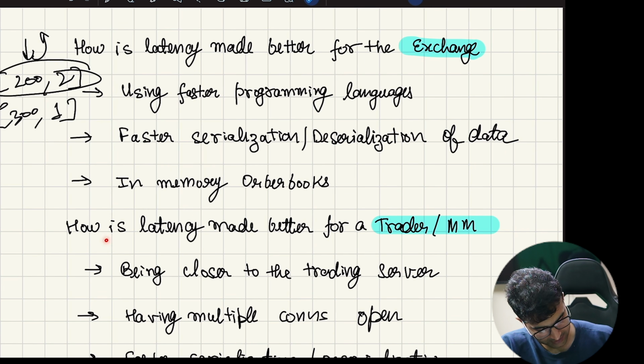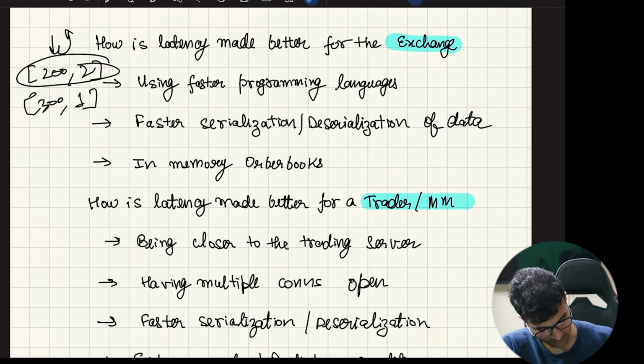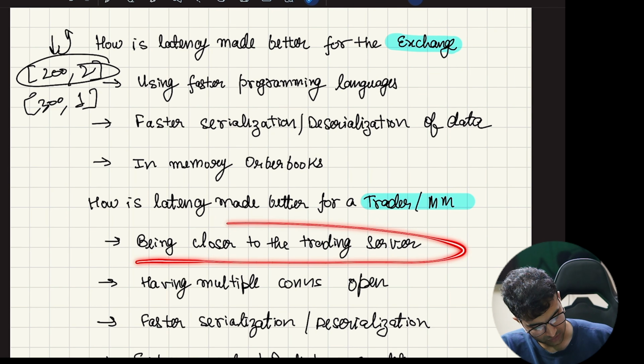How is latency made better for a trader or a market maker? I've said this before, traders are the ones who really worry about latency, because the way they make money is through trades, while the other participants just make money through swap fees. One way is being closer to the trading server.